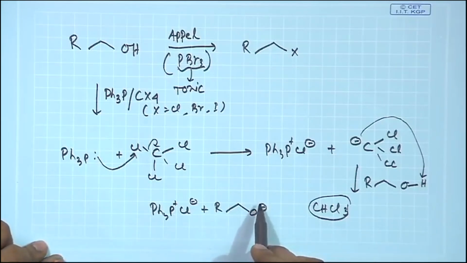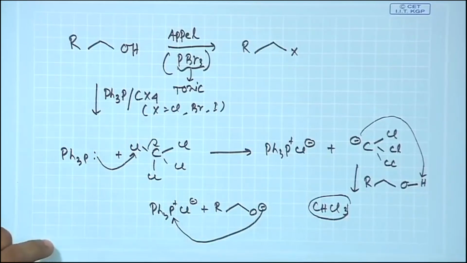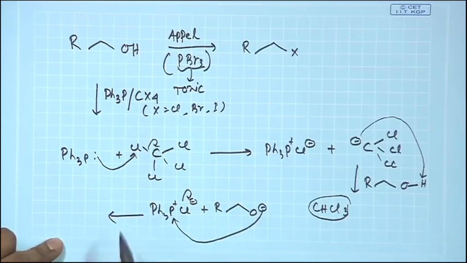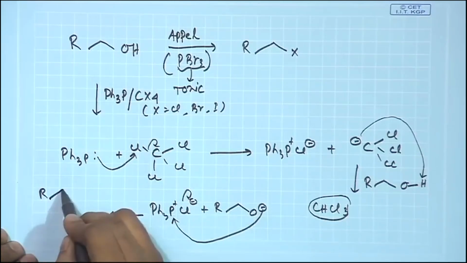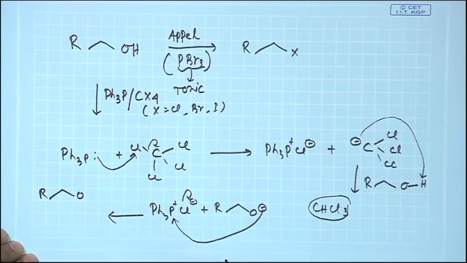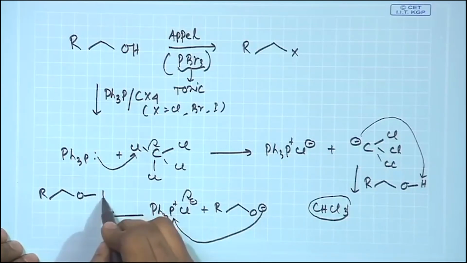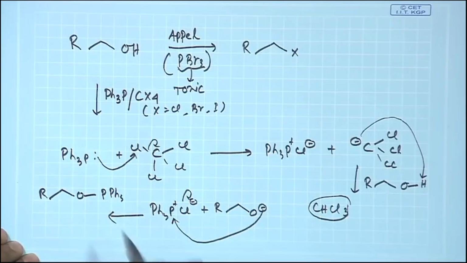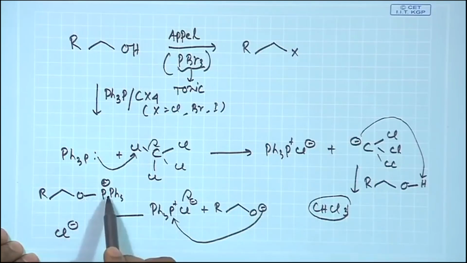Now, this O minus attacks this phosphorus with the loss of a chlorine atom, and what it gives is RCH2O-PPh3 plus. Fine. Now, the Cl minus which has been expelled by the alkoxide attacking this triphenylphosphine, as I say, the driving force is making an oxygen phosphorus bond.